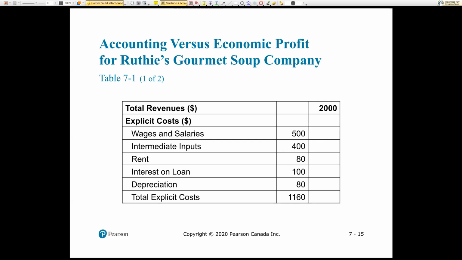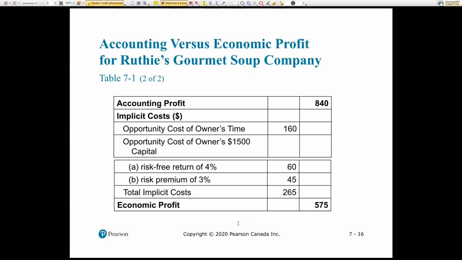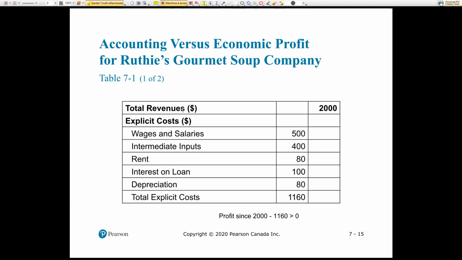Now, will we make a profit here if the total revenue is 2,000? Yes. Profit. All right, but then you can add these implicit costs. Yeah, go back. Yeah, accounting profit.